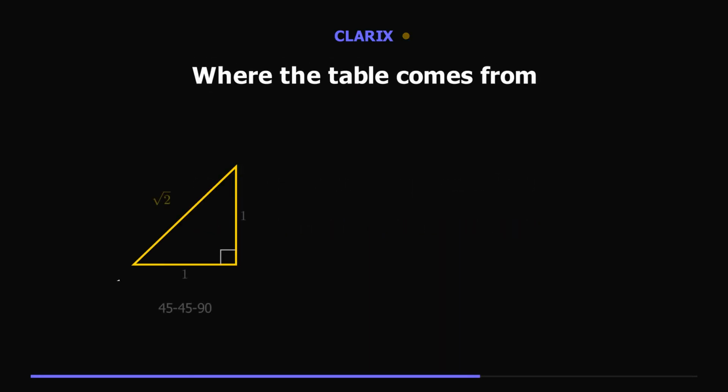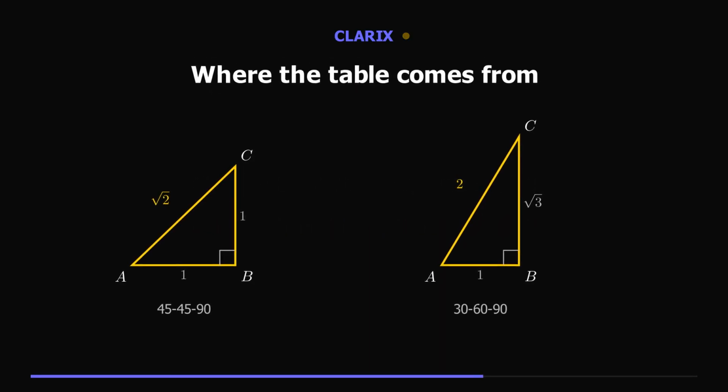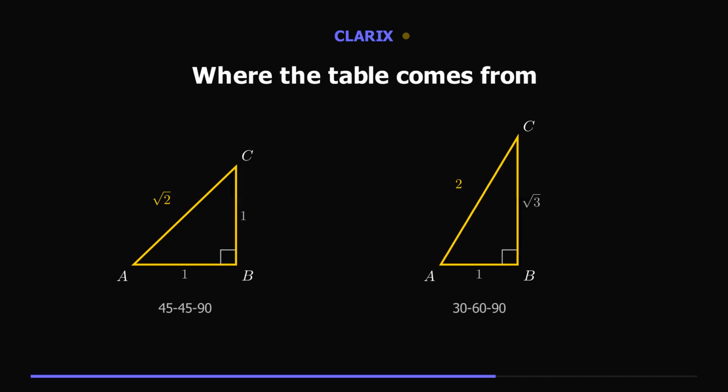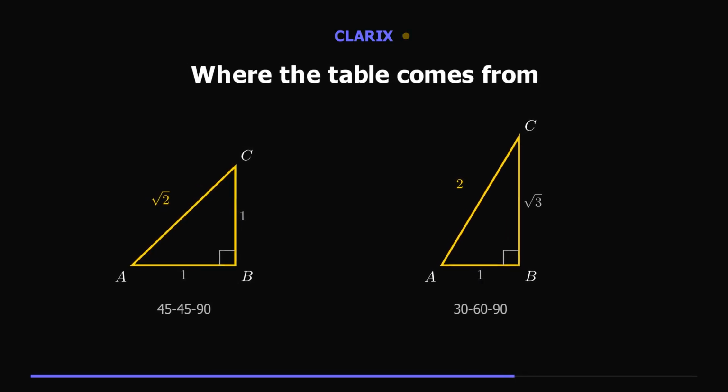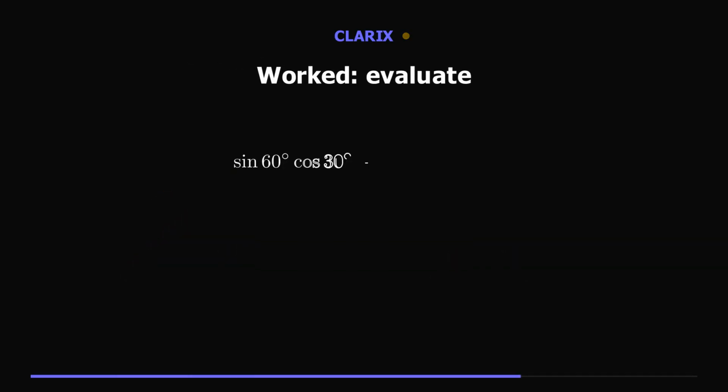Where does the table come from? 45 degrees comes from an isosceles right triangle with legs 1, 1, and hypotenuse root 2. 30 and 60 come from cutting an equilateral triangle in half, giving sides 1, root 3, and 2. 0 and 90 are the limiting cases as the triangle flattens or stands straight up. You don't need to derive them every time, but knowing where they come from means you can rebuild the table if you blank. Let's evaluate something.